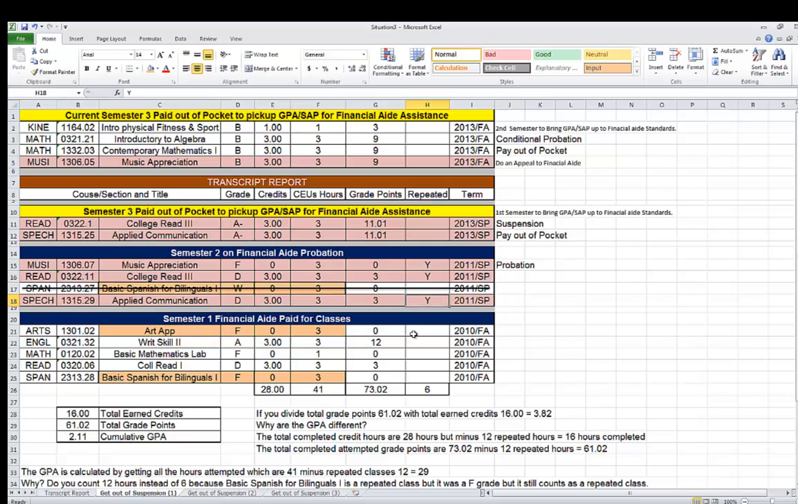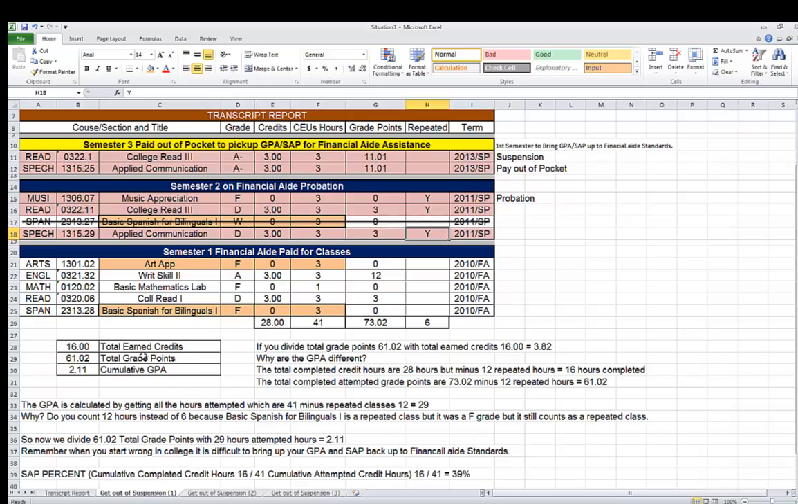Now these two are still there. They don't count because each was attempted only one time. This one was attempted twice, but the withdrawal does not count, while the F does count. So we have 3, 6, 9 hours plus the 3 for Spanish bilingual. That gives us 12. Now why do we have 6? Because we only earned 3 points on College Reading with a D and 3 on Applied Communications with a D. So that's 6.